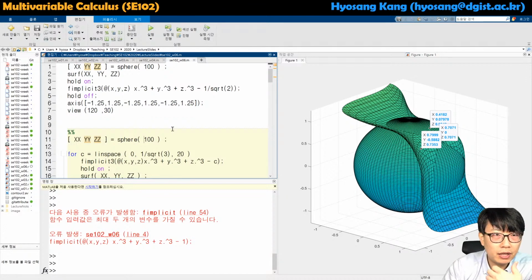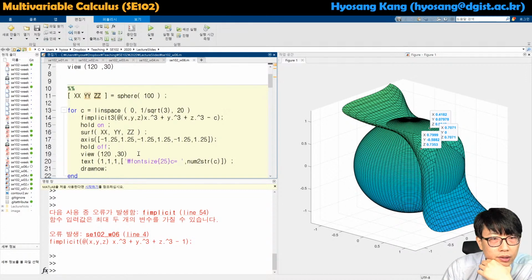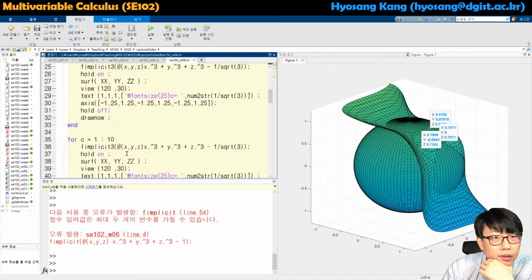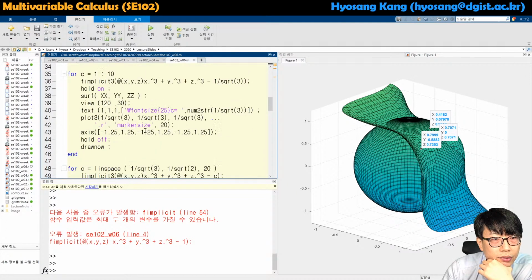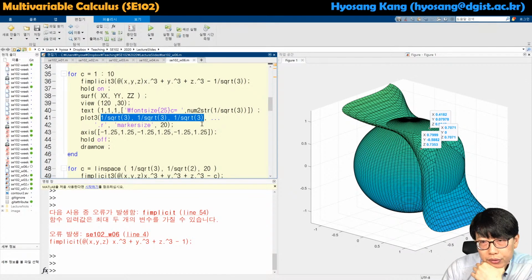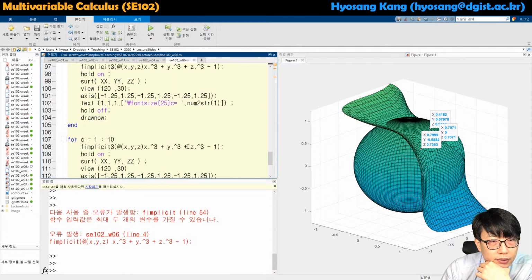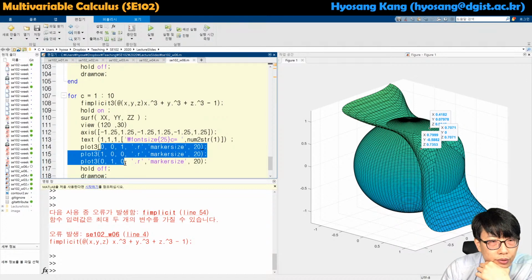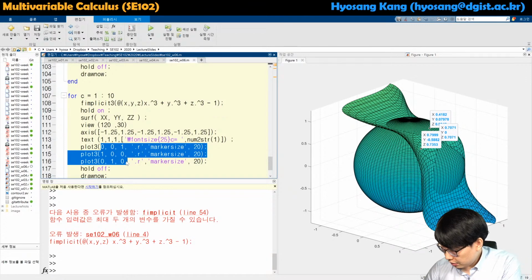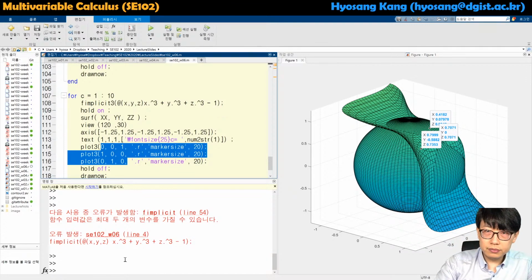point. Actually, the coordinate is 1 over square root of 3, 1 over square root of 3, 1 over square root of 3. And there are 3 local, actually that's a global maximum too, but local maximum at these 3 points: 1, 0, 0, 0, 1, 0, and 0, 0, 1. So let's try to solve by hand here.